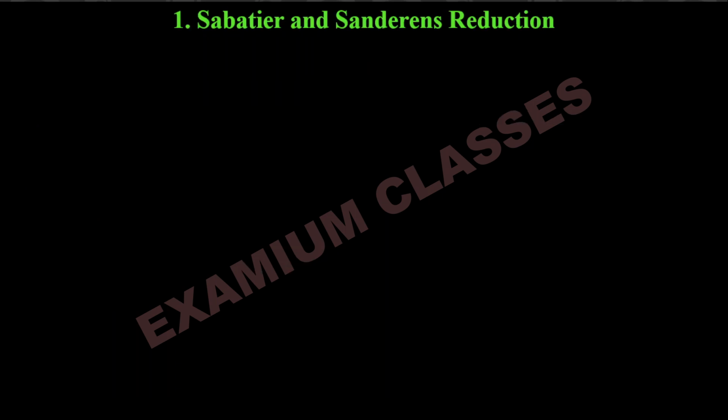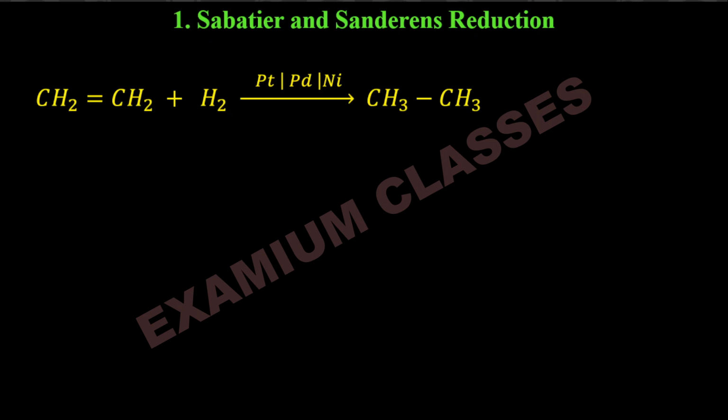The first one, Sabatier and Sanderson's reduction, is a reduction. If you remember, one of the definitions of reduction is that if you add hydrogen, that is reduction. So that is what we do here in the presence of a catalyst: nickel, palladium, platinum, any one can be used. We use alkenes, and we can use alkynes as well. When we add hydrogen to alkenes or alkynes, the double bond or triple bond, that is the pi bonds, will break and hydrogen will get attached. These are just catalysts. They do not take part in the reaction; they just increase the rate of the reaction.